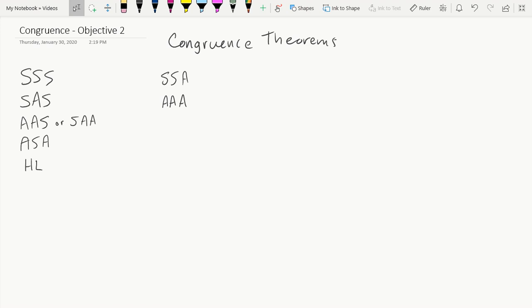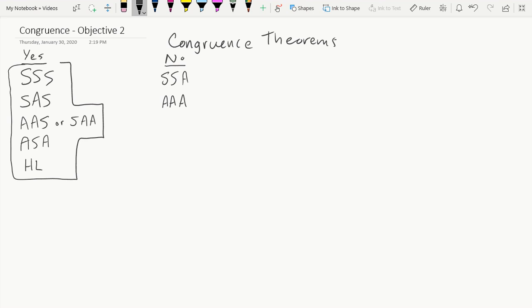Now, I've got a whole list over here. We're going to call this the yes list. We're going to call this the no list. You're welcome to write those things down. I'm going to go through each one of them. So yes means that these 5 theorems are all ways that we can prove two triangles are congruent. Let's talk about the first one first.